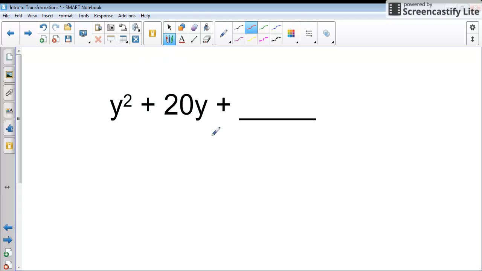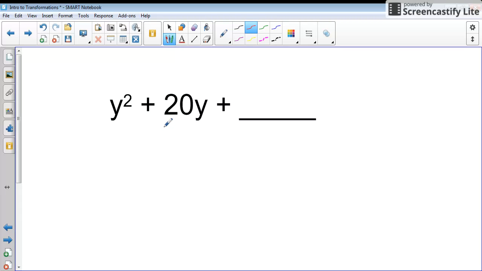Now, how do we find out this C, this last number, that final coefficient? By the way, it's called C because this coefficient is called A, this one's called B, and this one, even though there isn't a Y, it's called C. For now, I'm just going to teach you the basic rule, and I don't really care so much that you understand it, just as long as you can apply it.